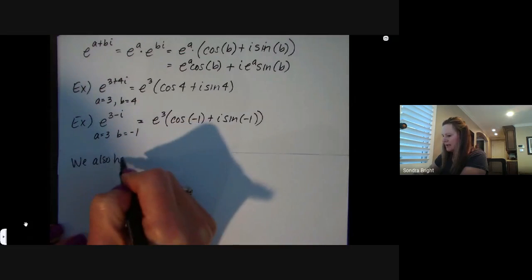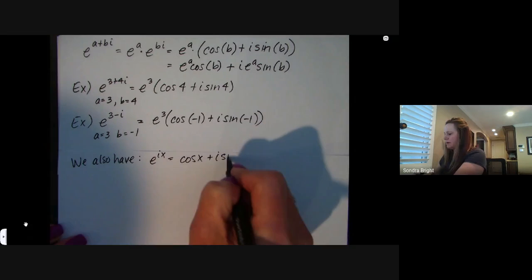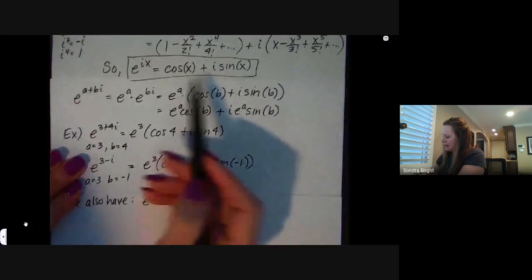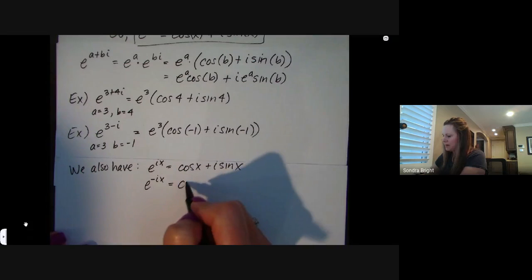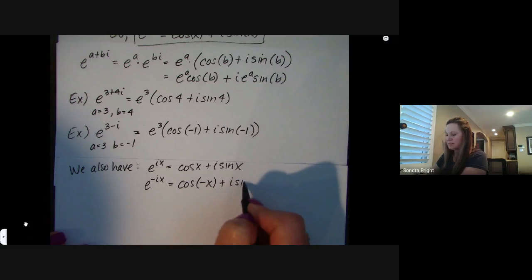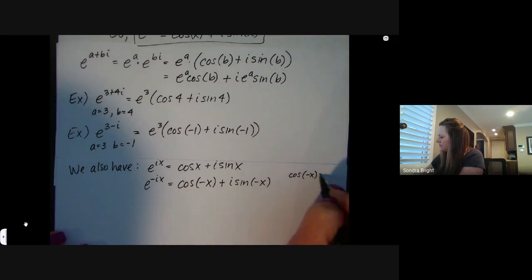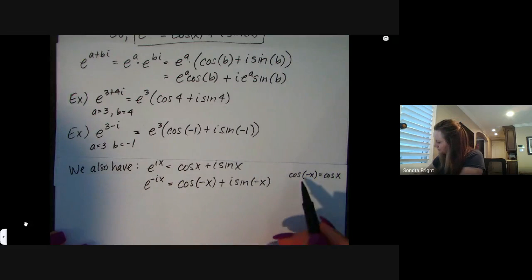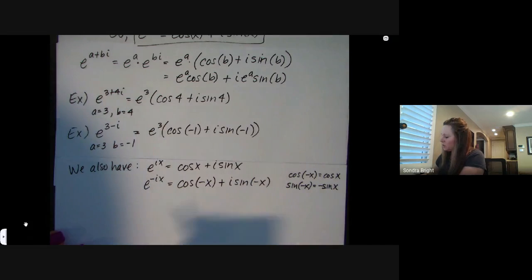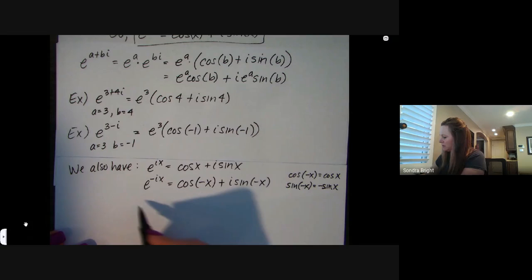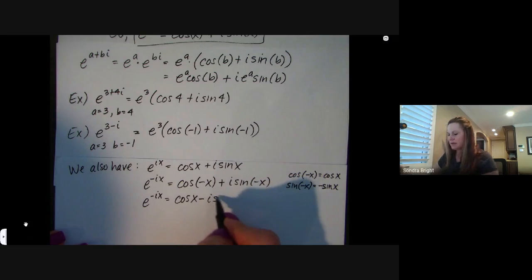Okay, so we also have the fact now that e to the ix is equal to cosine of x plus i times sine of x, right? We had that from up above. Well, that means that if I've got e to the negative ix, that would just be cosine of negative x plus i times sine of negative x. And if you remember, cosine of a negative angle is equal to the positive cosine of the positive angle because it's an even function, and sine of negative x is an odd function, so it's equal to negative sine of positive x. Which then means that e to the negative ix is just equal to cosine of positive x minus i times sine of positive x.